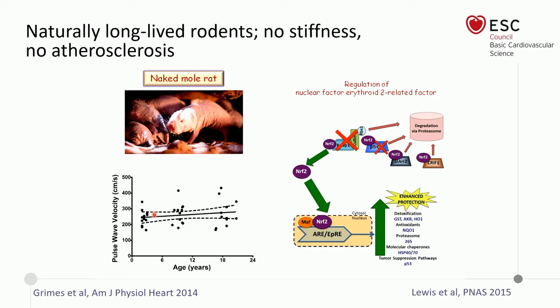Normally, there is the nuclear factor erythroid 2 related factor, NRF2, a molecule whose goal is to reduce the level of oxidative stress. Normally, this molecule is degraded by the proteasome. In these particular animals, this degradation does not occur. This may represent one of the mechanisms involved in cancer resistance, for example.